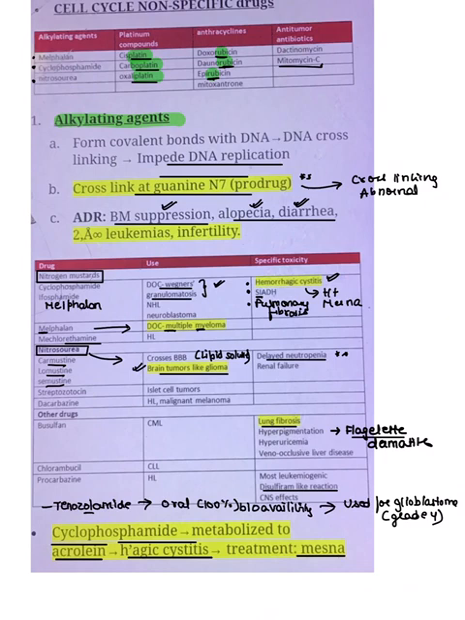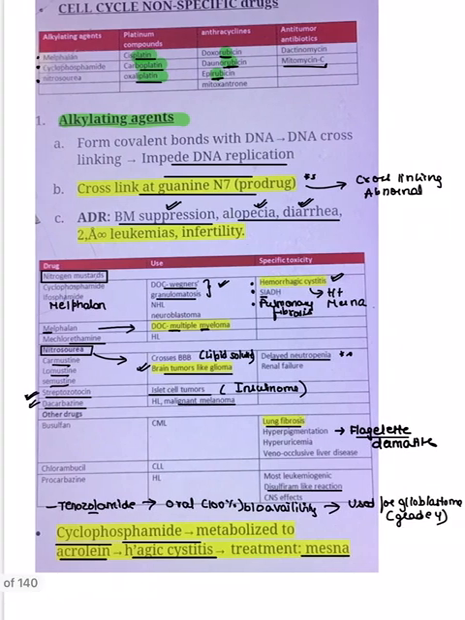Then we have 2 other drugs, that is streptozotocin and dacarbazine. So dacarbazine inhibits the RNA and the protein synthesis, and streptozotocin destroys the beta cells of the pancreas, hence used for islet cell tumor like insulinoma. So streptozotocin is used for insulinoma, and dacarbazine is used for Hodgkin's lymphoma, more commonly malignant melanoma.